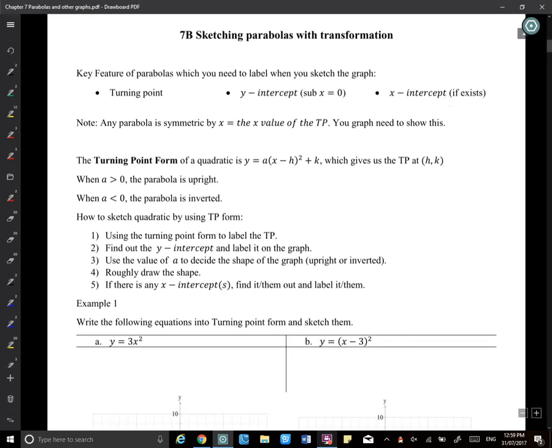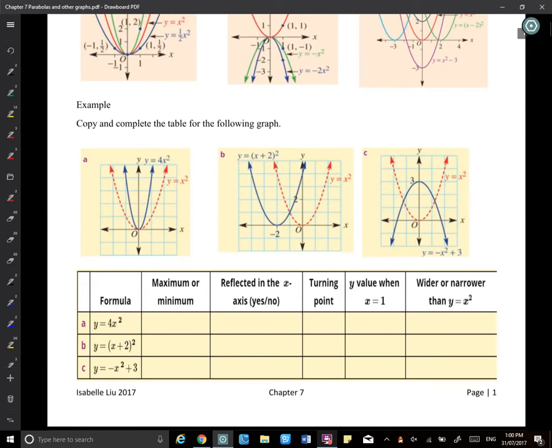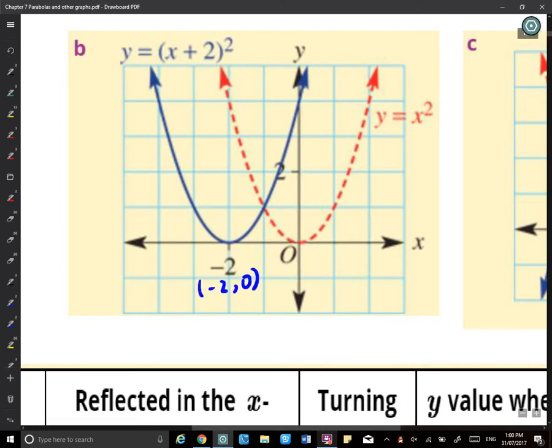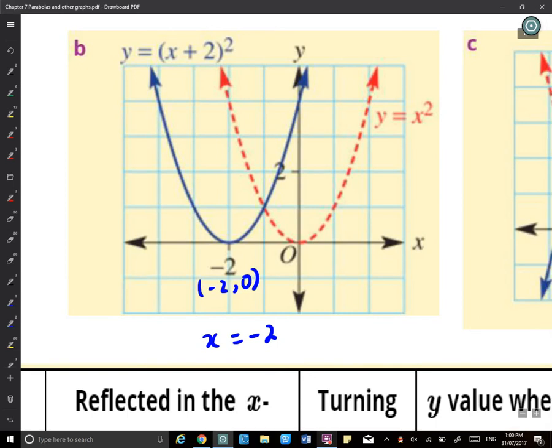Note, this is important. Any parabola is symmetric about x equals the x value of the turning point. So what is it symmetric about? It's symmetric about x equals the x value of the turning point. For example, let's have a look at this blue graph here. The turning point is (-2, 0). So this graph will be symmetric about x equals -2.